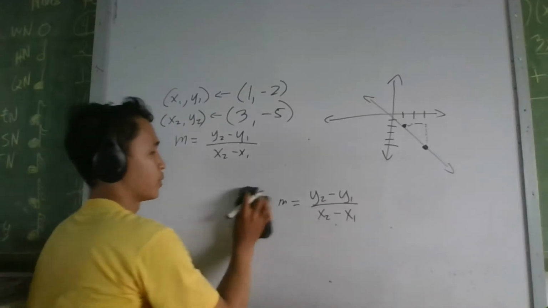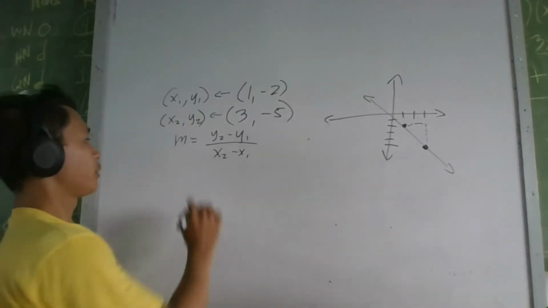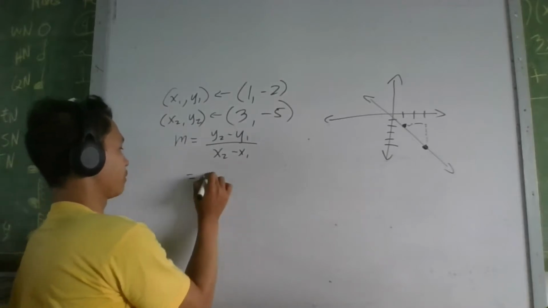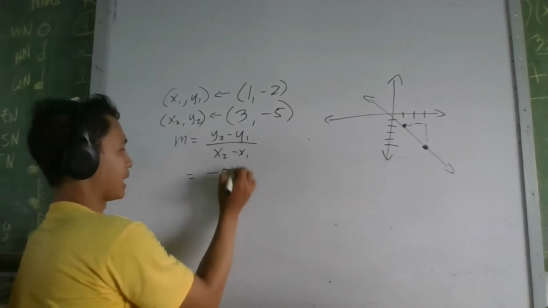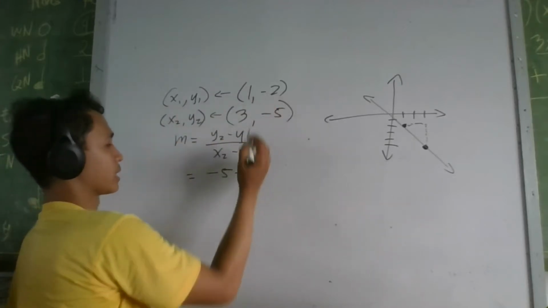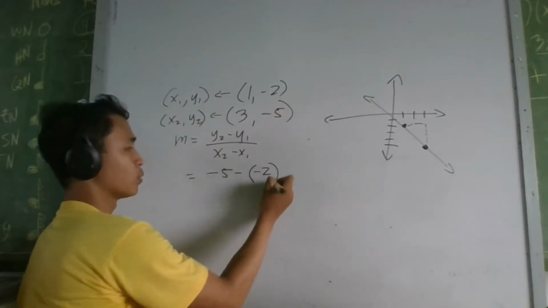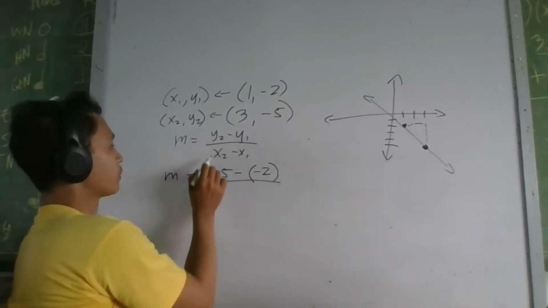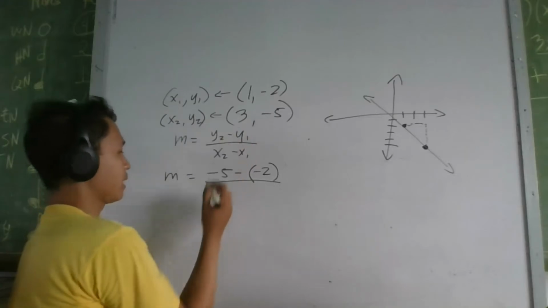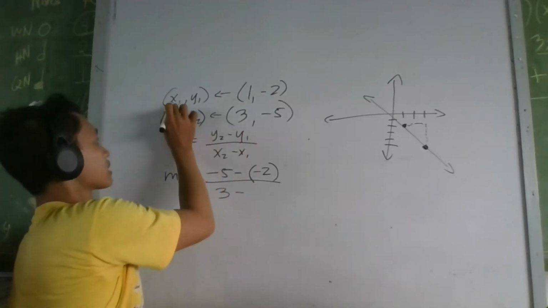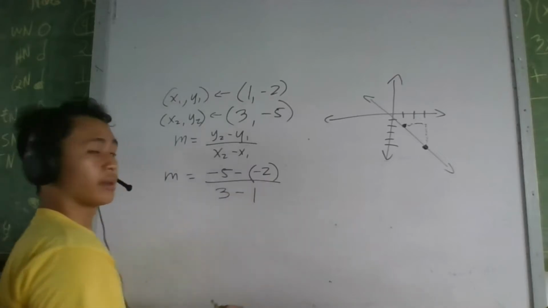Right? So all we have to do is substitute. Ano yung y sub 2? Y sub 2 is negative 5. So that would be negative 5 minus, okay? Ano yung y sub 1? Y sub 1 is negative 2. So negative 2. Okay? That would be over yung x sub 2 natin is 3. So that would be 3. Right? X sub 2 is 3 minus x sub 1 na 1. There you have it. Minus 1.